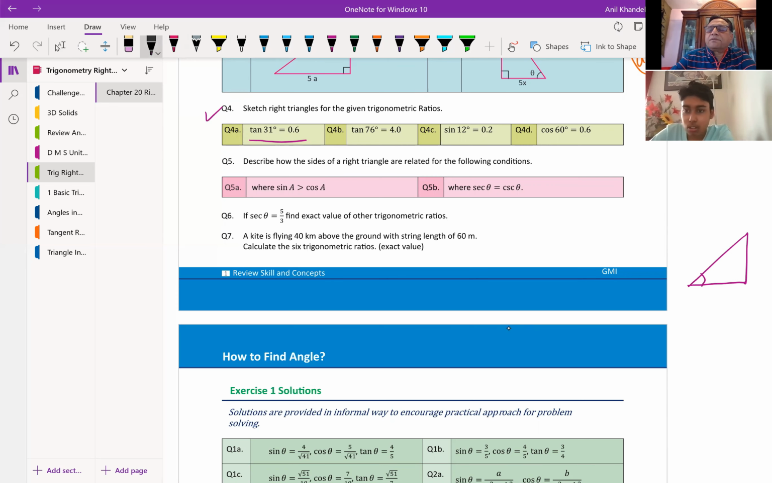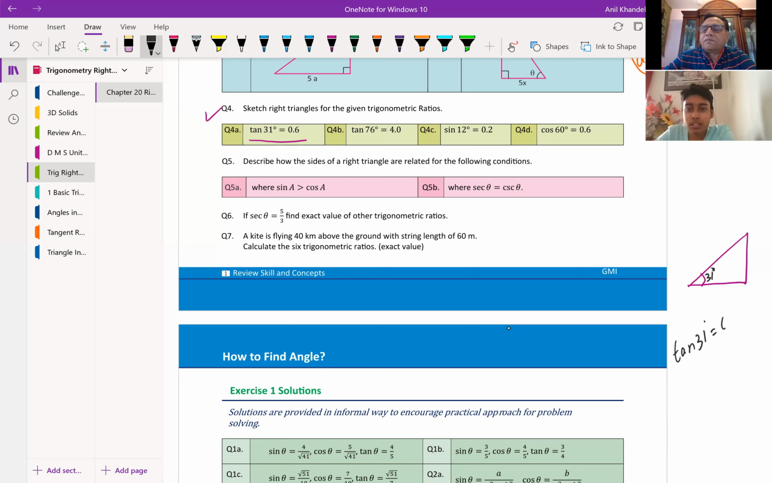You don't need a protractor. Okay, sketch. There are two things. When we say sketch, it is a rough sketch. When we say graph or something like that, then you need more accuracy. Is that clear to you? So we are saying tan of theta is 0.6. What does it mean?